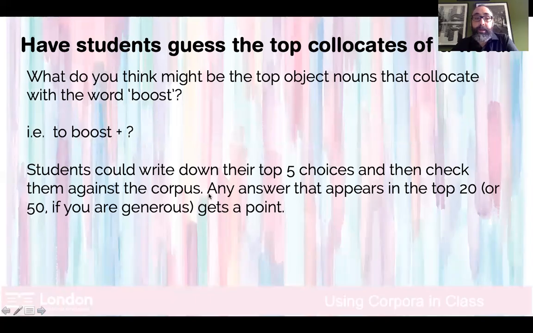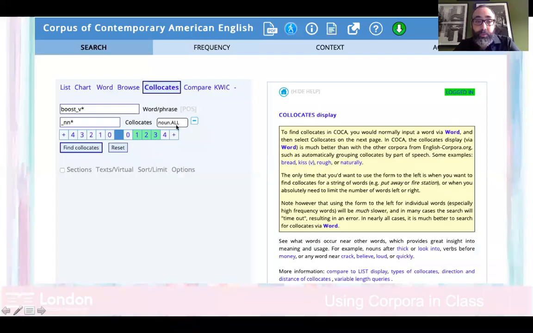Another one, have students guess the top collocates of a word. For example, what do you think might be the top object noun that collocates with the word boost? You can write 5 of them, for example, and check them against the corpus. Give me one. Which one do you think is the top object noun that goes with boost? What do you boost? You boost what? Okay, energy, all right, achievement, self-esteem, all right. And by the way, for that, again, you would go to collocate, boost, and noun, okay, your mood as well, all right.